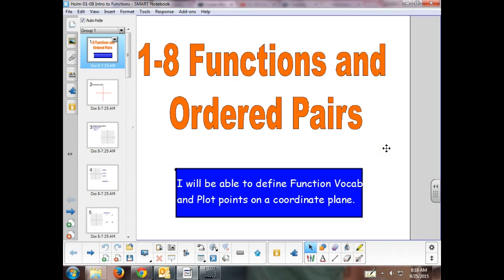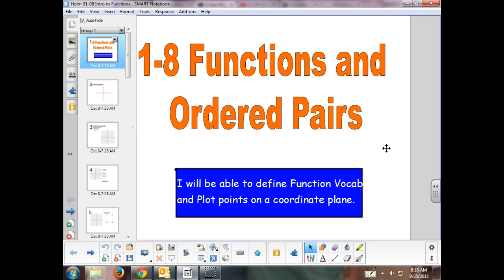Alright, you guys, today we're finishing up chapter 1 with a very basic introduction to functions and ordered pairs. A function is actually, and I will show you a video probably, if not next week, then when we come back to functions a little bit later. But a function is simply a way of pairing numbers together. We would call them equations, but it's a way to pair numbers.